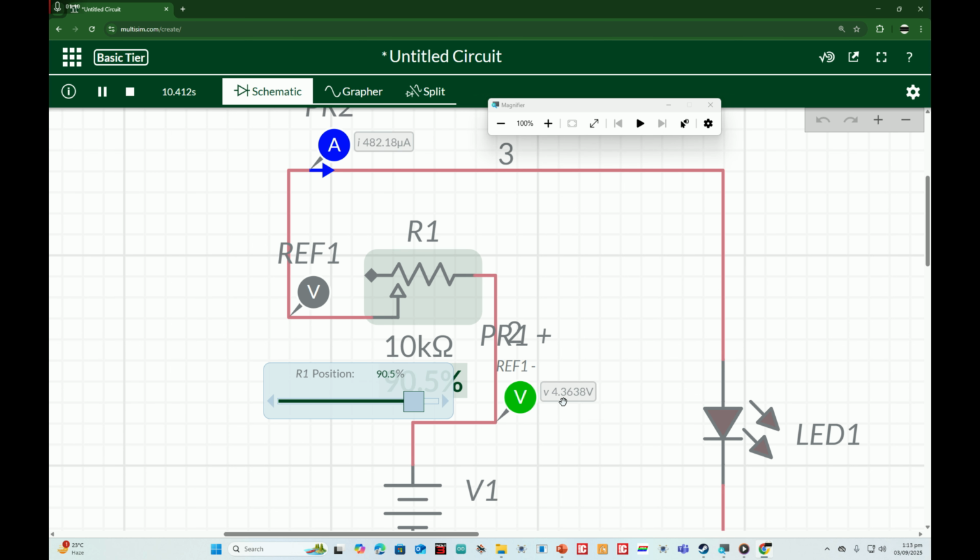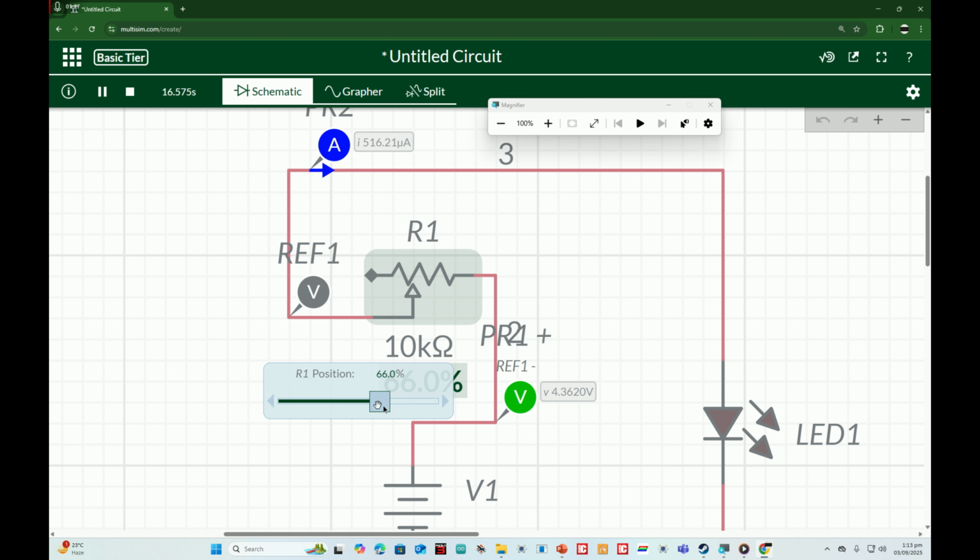Now see, the voltage has increased to 4.363 and the current has decreased to 482 from 565 or something. If I increase it further, the voltage is now 4.36 and the current has decreased further. So the voltage is at maximum, and the current has decreased because it's a 10K resistance.